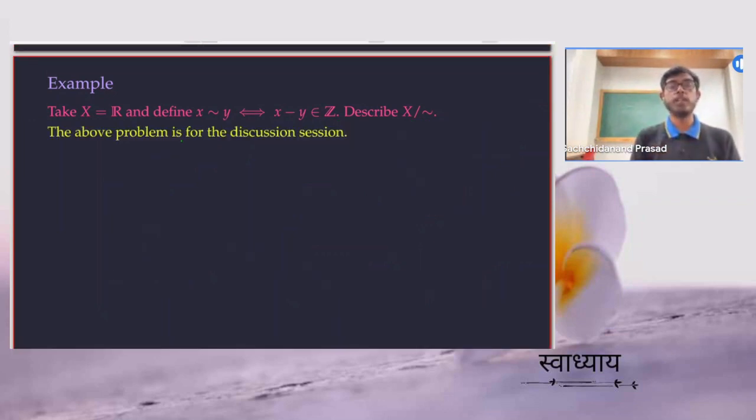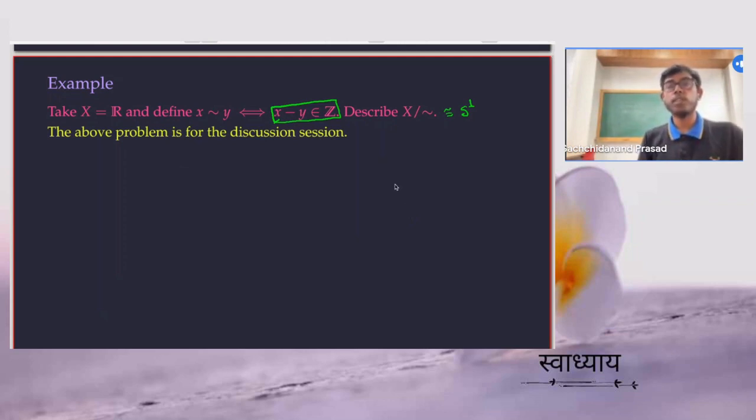A similar example. Now, instead of a closed interval 0, 1, we are taking X as the whole real line R, and defining a relation where x is related to y if and only if x minus y is an integer. And you need to prove that this is homeomorphic to S1.